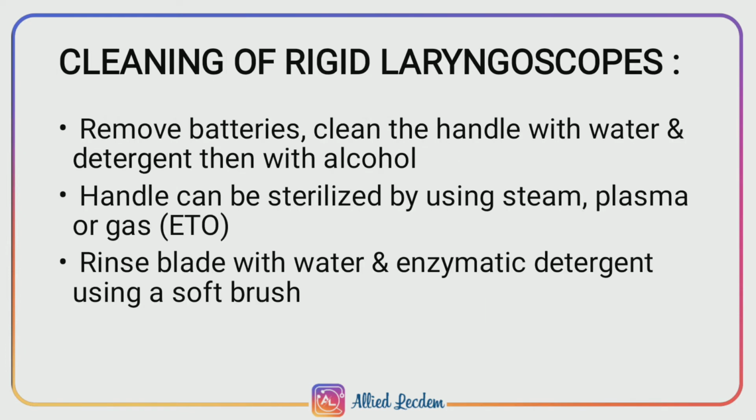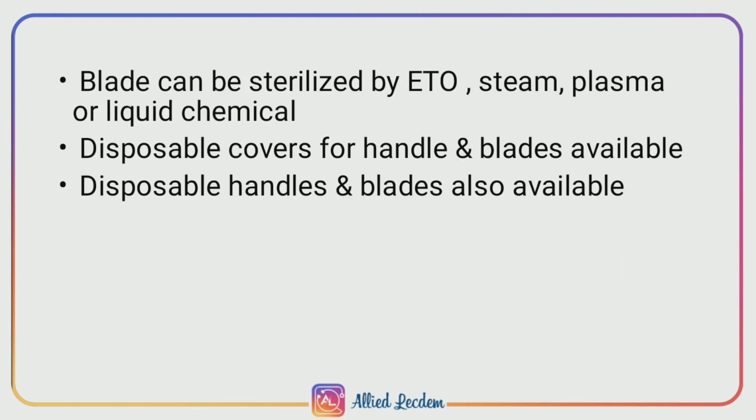Cleaning of rigid laryngoscopes: remove batteries, clean the handle with water and detergent, then with alcohol. The handle can be sterilized using steam, plasma, or gas (ETO). Rinse the blade with water and enzymatic detergent using a soft brush. Blades can be sterilized by ETO, steam, plasma, or liquid chemical. Disposable covers for handles and blades are available. Disposable handles and blades are also available.